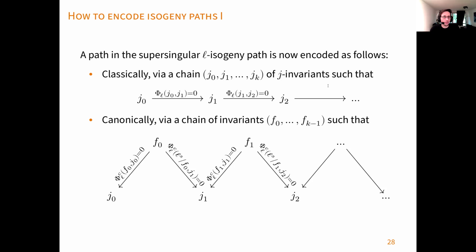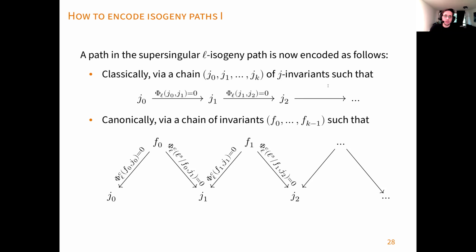And if we are only given the f-invariants, basically what we need to check is that we have consistency from the target of f0 to the domain of f1 and so on, and that the j0 and the jk that we will obtain at the end will actually be the correct ones that are given as public parameters that we want to prove a path between.